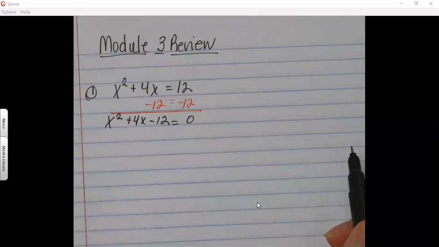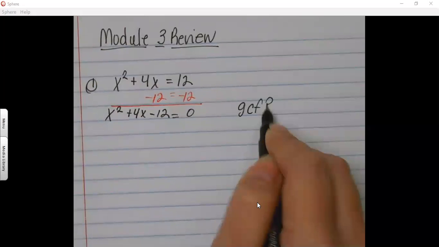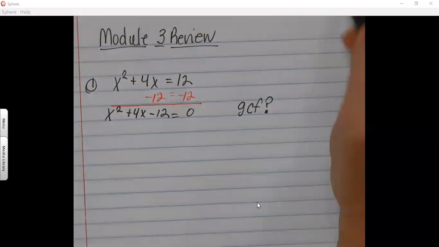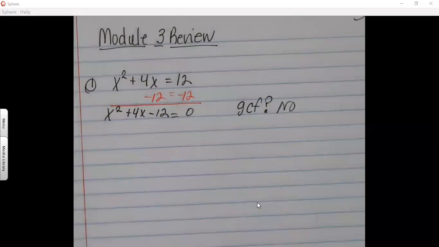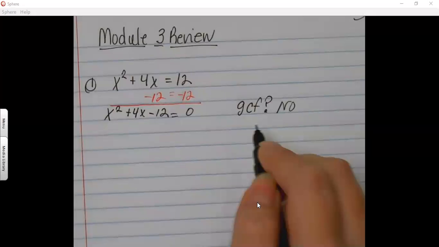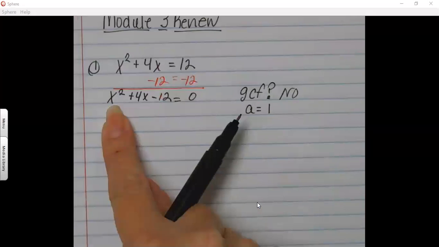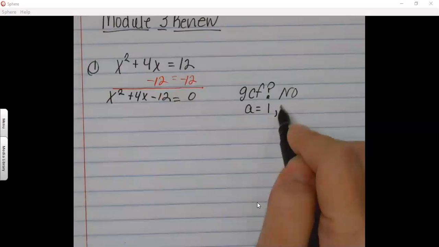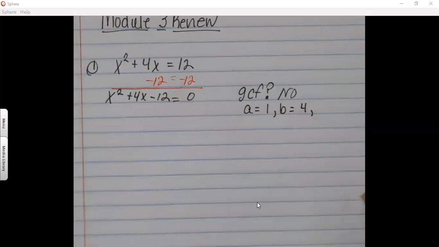All right, next thing we want to do is, if there's a greatest common factor, we want to factor it out. Does this problem have a greatest common factor? No. If it did, we would factor it out. So now we determine A, B, and C. What is A equal to? 1, that's the coefficient of your quadratic term, right? What is B equal to? Positive 4, that's the coefficient of your linear term. And what is C equal to? Negative 12.